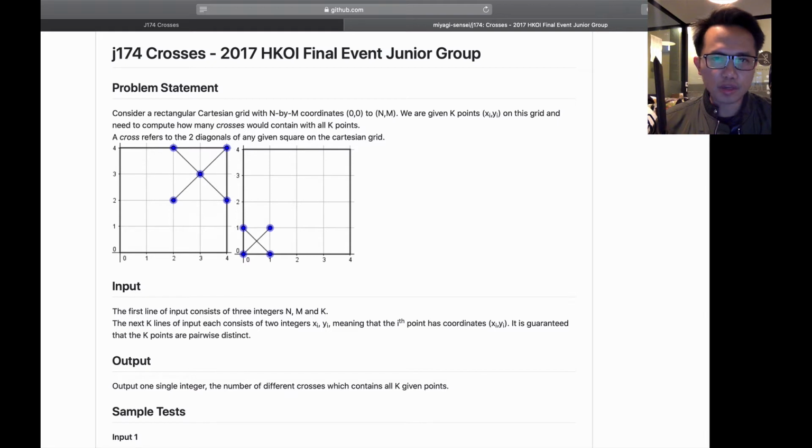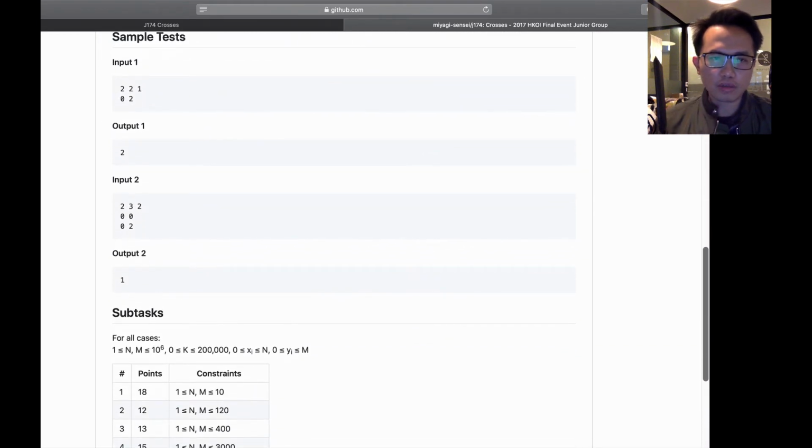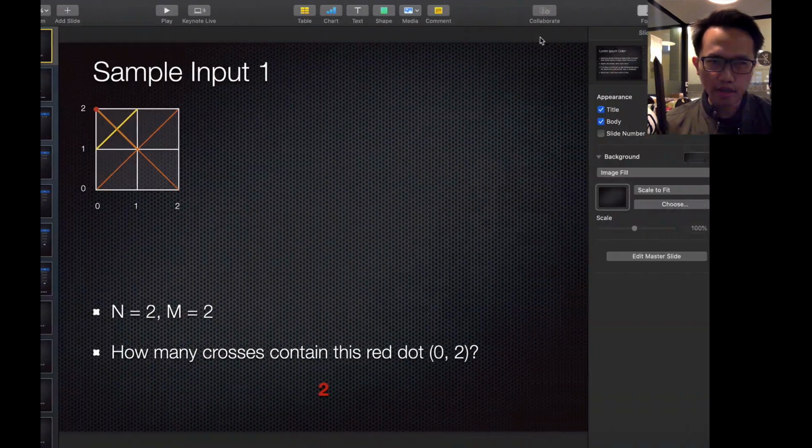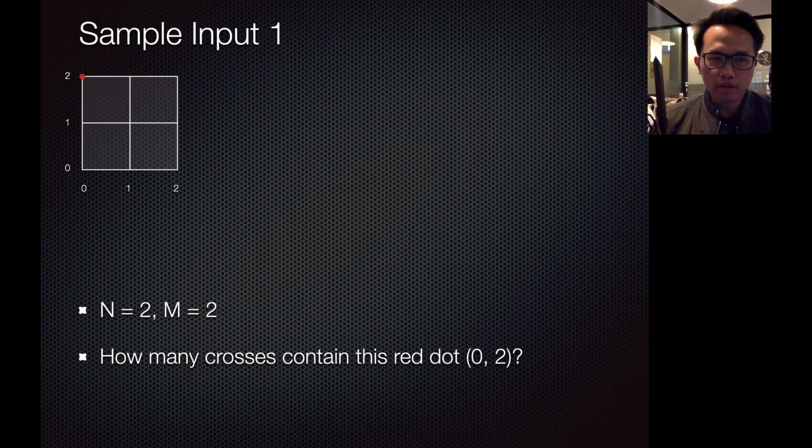And as always, the best way to understand a problem is to look at its sample input and sample outputs. These are the original sample inputs of the problem. The first case is 2 2 1 0 2. So we're looking at a 2 by 2 grid, as you can see on the screen here. K is 1 here, and so there's only one red dot. Go ahead and hit pause and count how many crosses contain this red dot.